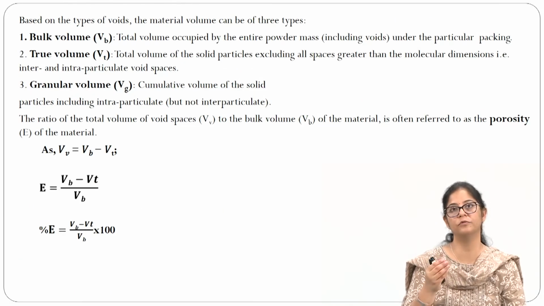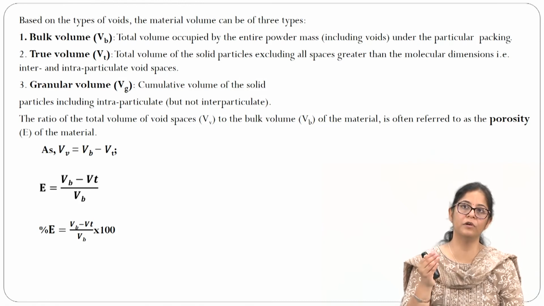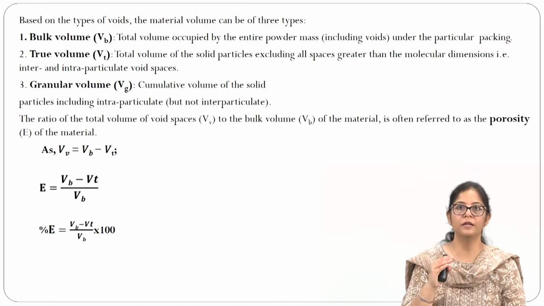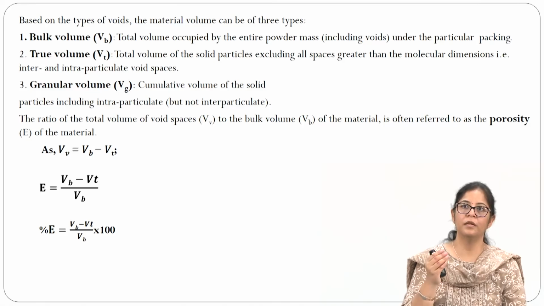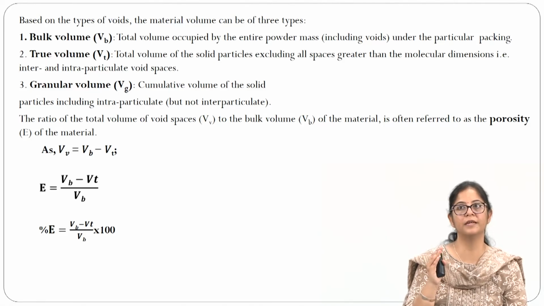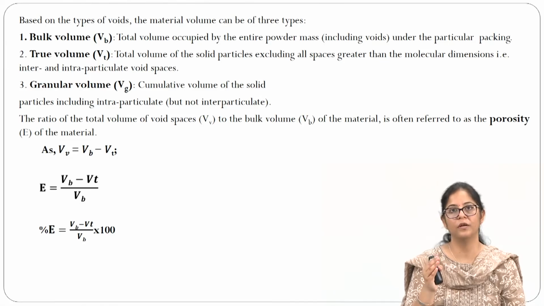There are 3 types of volume: the bulk volume, true volume, and granular volume. In the bulk volume, the total volume occupied by the mass, including the voids, both intra and interparticulate voids, is taken. In the true volume, the total volume of the solid is taken, excluding all spaces greater than the molecular dimensions, that is, the intra and interparticulate void spaces are excluded. So it is just the volume of the particles.